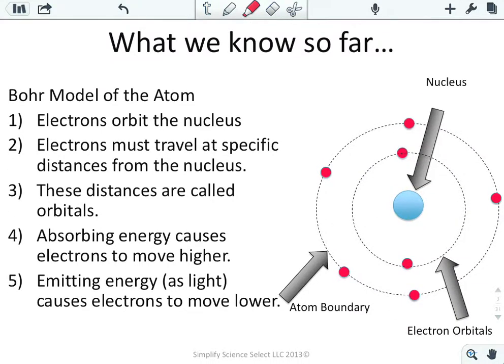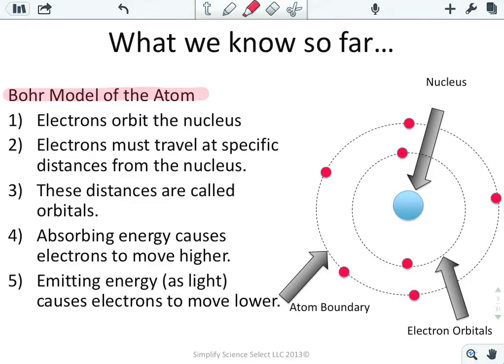What we know so far: we've studied the Bohr model of the atom. We can also call this the planetary model, because basically electrons orbit the nucleus, and we see little red dots moving around the nucleus. Now, the electrons must travel at a specific distance from the nucleus. So in the Bohr model, they stay at a certain distance and constantly move around the nucleus. That's why we call it the planetary model, because it's kind of like how planets orbit around the sun.